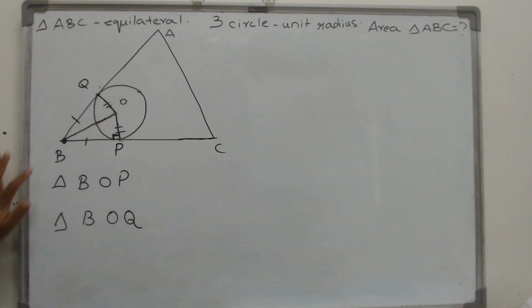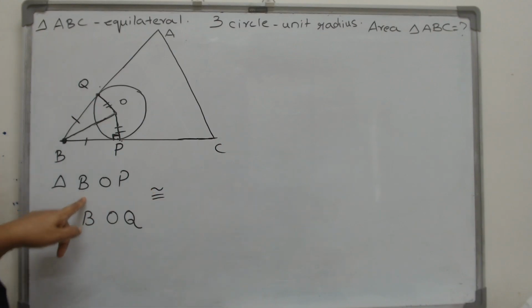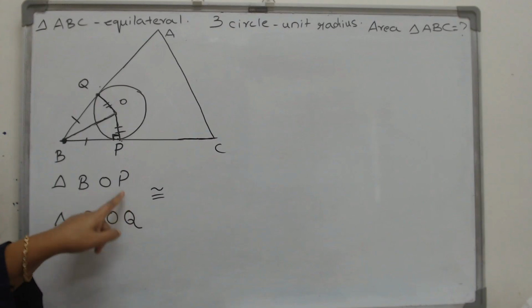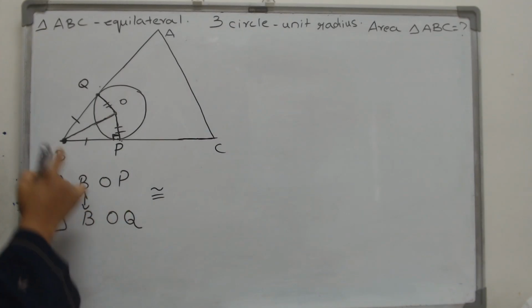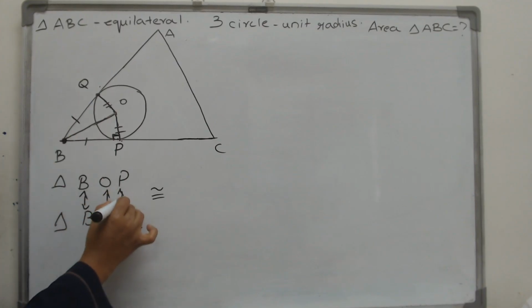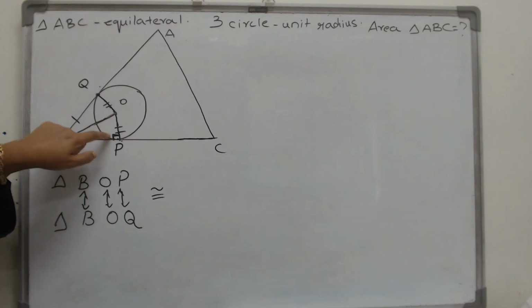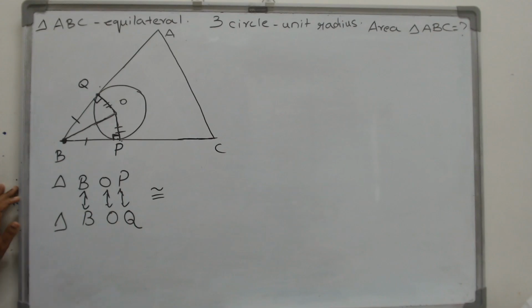Long story short, these two triangles are congruent, which means all the corresponding angles are equal. That means this angle here and this angle here are equal. This angle and this angle are equal, but P and Q are equal, we already know that. Here you have 90 degrees. Here also, radius and tangent, you will have 90 degrees. This we already know. And this we have found out, that these two angles are the same.